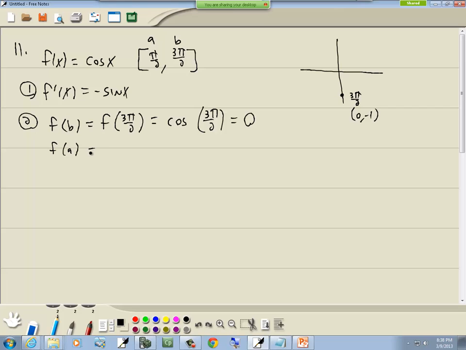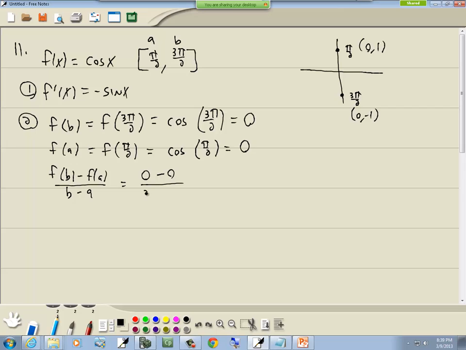F of a is going to equal f of pi over 2. So we get cosine of pi over 2, which is up here, which is (0, 1). And cosine is our x part again, so this is also equal to 0. So f of b minus f of a over b minus a, we're going to get 0 minus 0 over 3 pi over 2 minus pi over 2. The bottom part really doesn't matter, because 0 minus 0 is 0, and 0 divided by anything is 0.